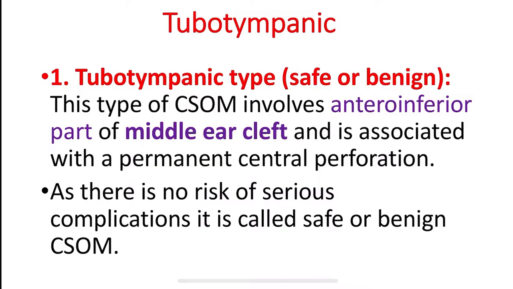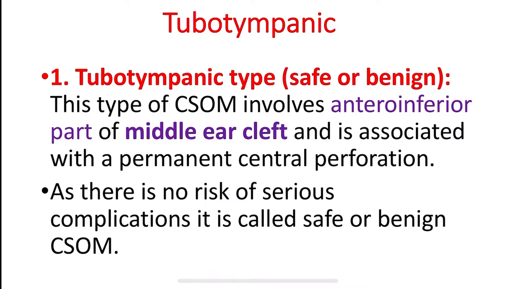It is a safe or benign type. Okay, this tubo-tympanic type is the safe type compared to the other one. It is safe and it is a benign condition. Benign in the sense what? It is localized. It does not metastasize to other tissues. There is no transfer or invasion into the other tissues. Just a benign localized condition.